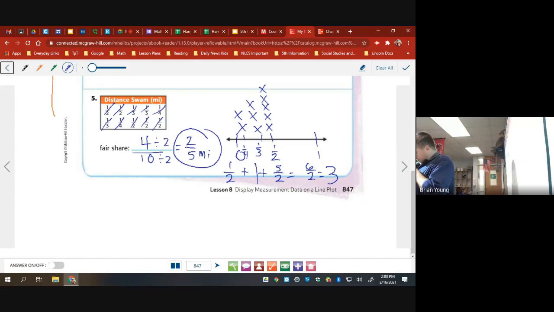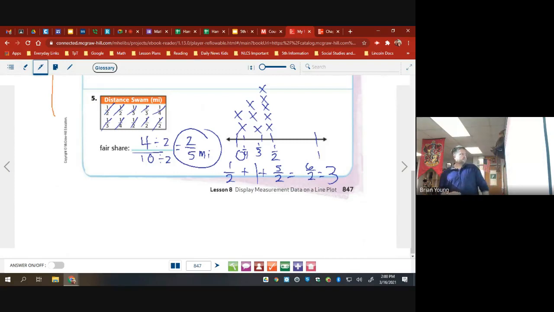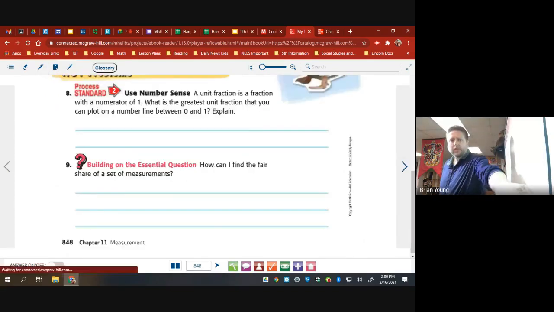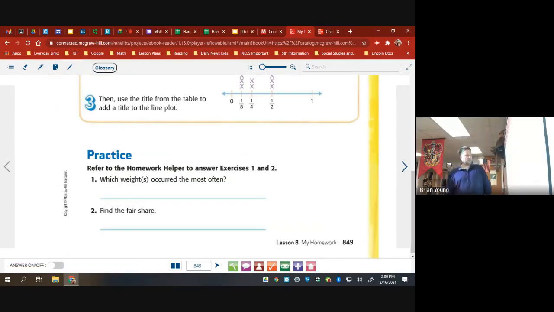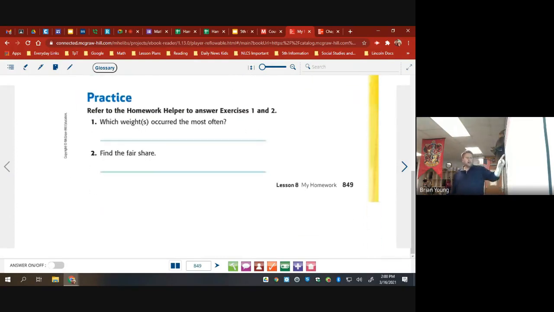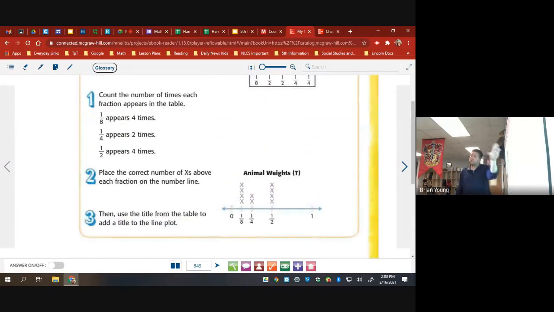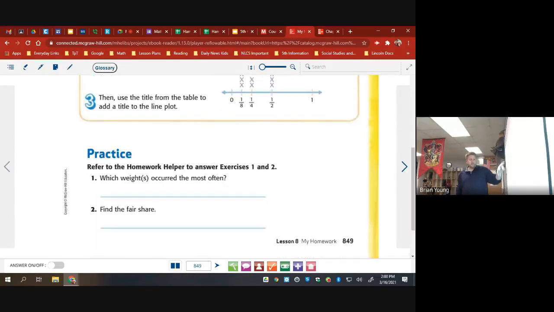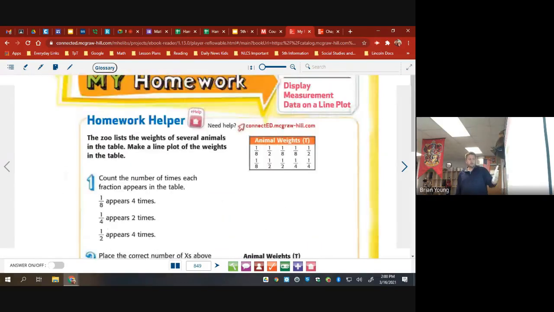Yes, I'm going to have you guys do the homework now. All right, so again. No, you're not. No one's opening the Chromebook for it. But again, when you guys do your homework, Mike, you can skip that backside there. But when you guys do your homework, okay, they're having you look at this problem here. So they've done all the work here for you on that one, okay? It says refer to the homework helper to answer questions 1 and 2. Guess what? That's the homework helper.